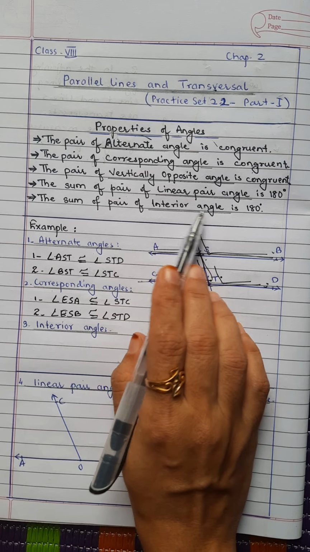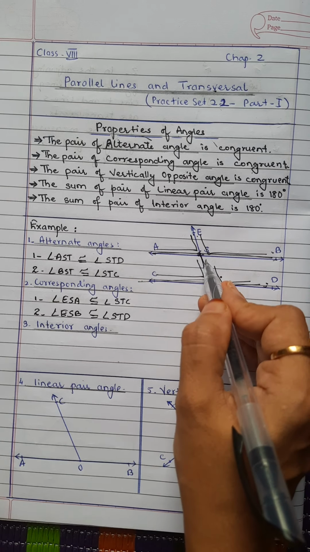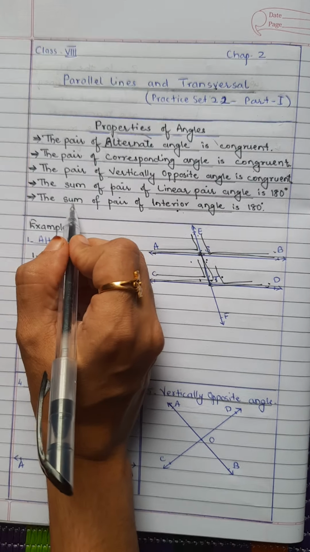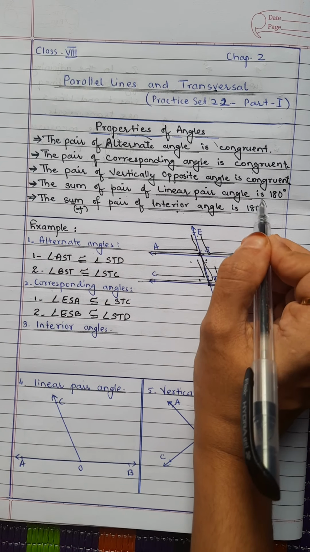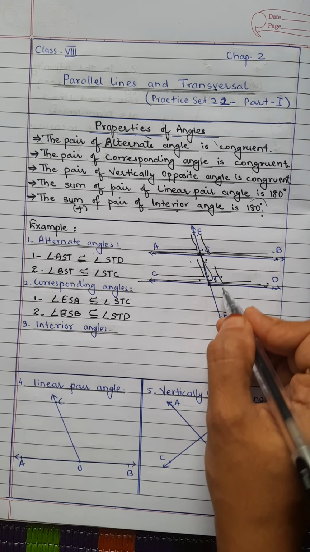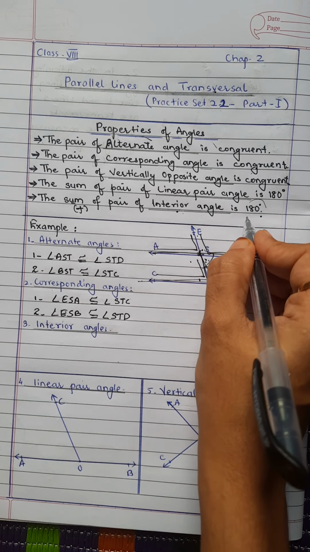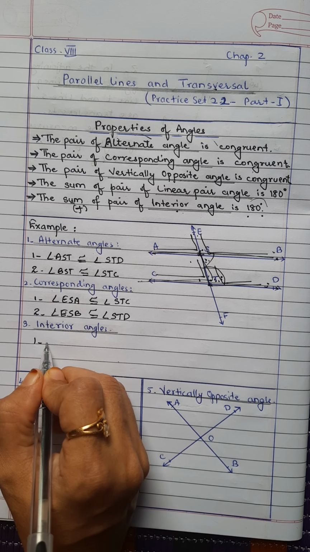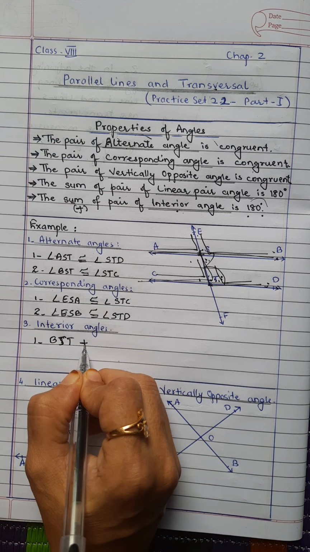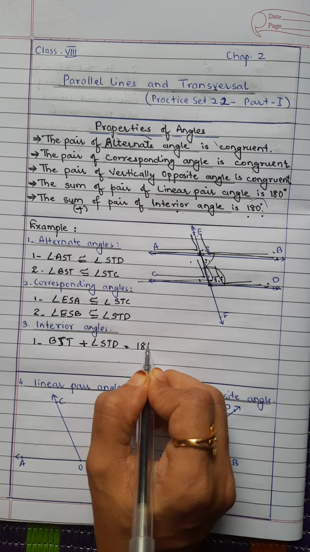The next is interior angles. We'll see first with the help of this figure. Interior angles mean the angles forming inside. So these are a pair of interior angles. The sum of it, sum means plus, is 180, which is supplementary. I'll give you an example first. BST and STD are interior angles, so the sum of it is 180 degrees. We'll write here angle BST plus angle STD is supplementary, means 180 degrees.